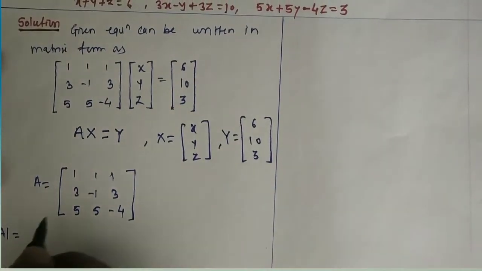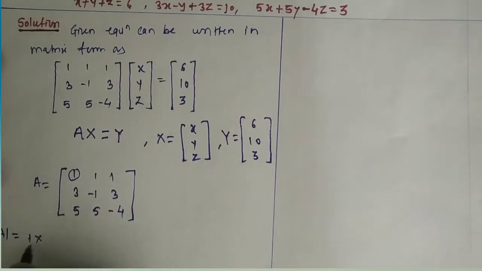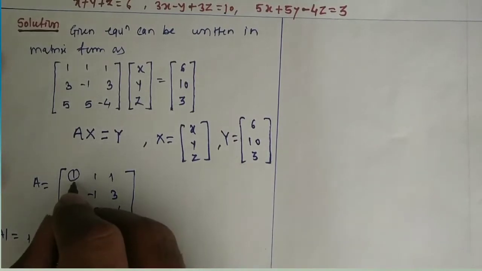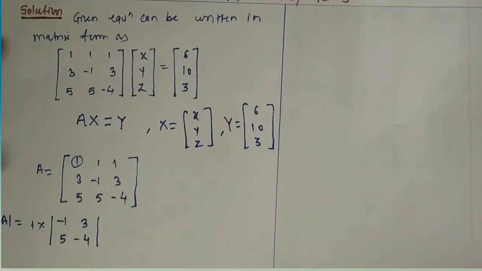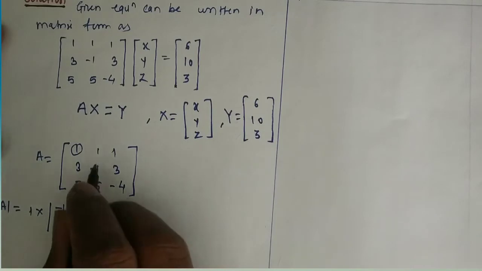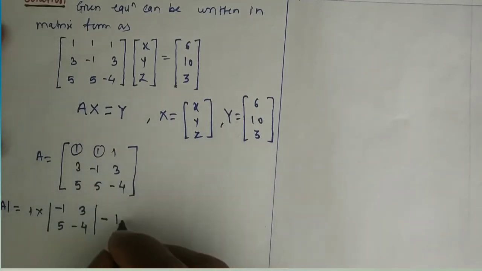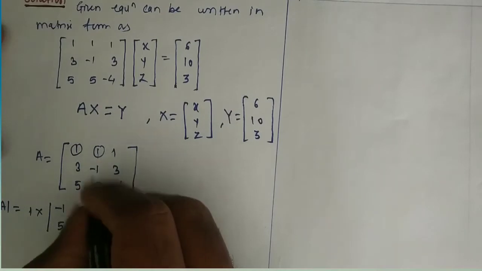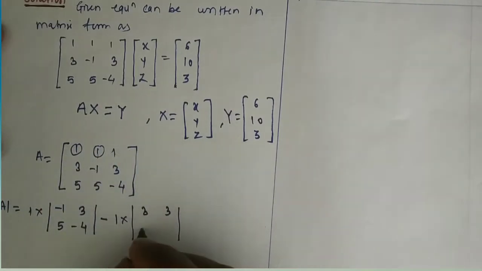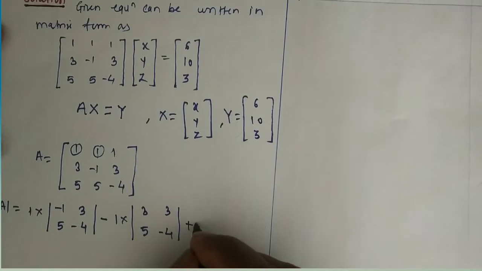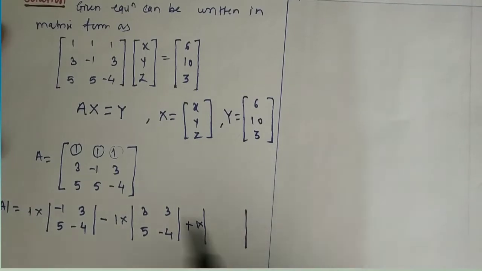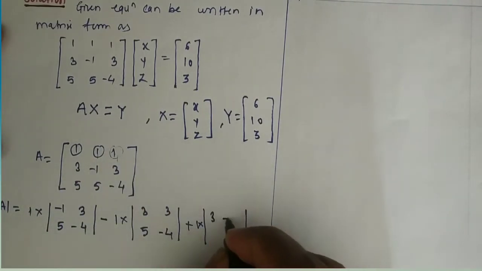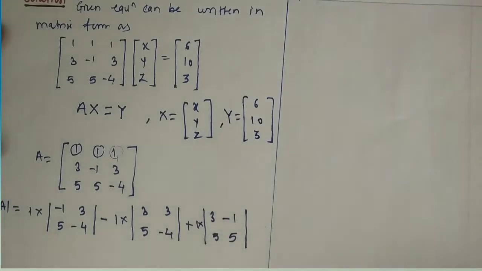So how to calculate the determinant of the matrix? The first entry is 1 into, now eliminate its row and column. What is remaining? Minus 1, 3 and 5, minus 4. Now give minus sign. Now write the second entry, 1 into, eliminate its row and column. What is remaining? 3, 3, 5 and minus 4. Now the last entry 1, 1 into, eliminate its row and column. So you will get 3, minus 1, 5 and 5.